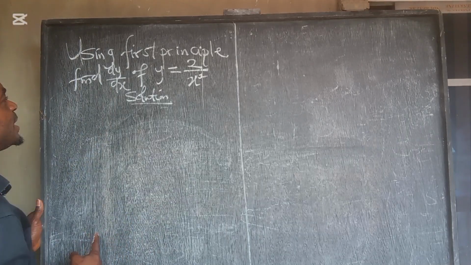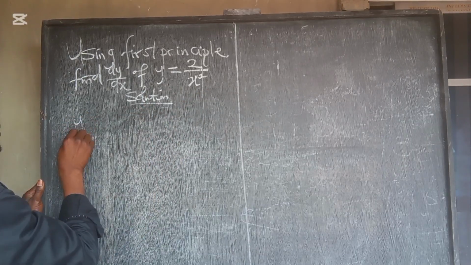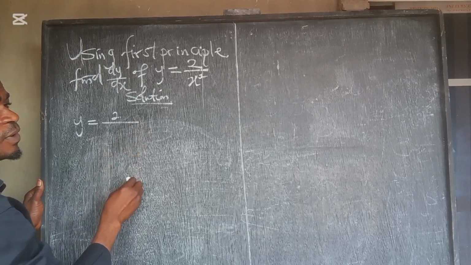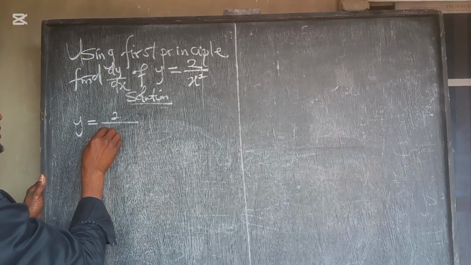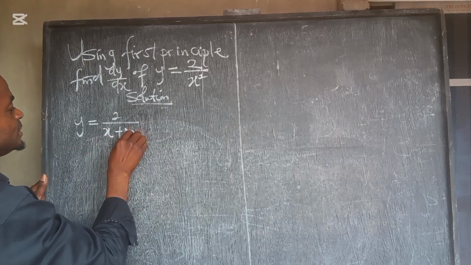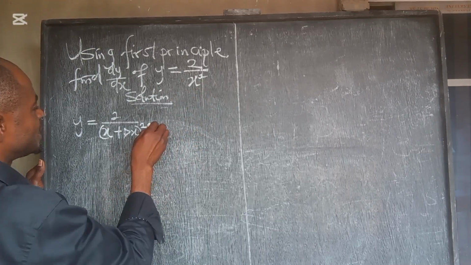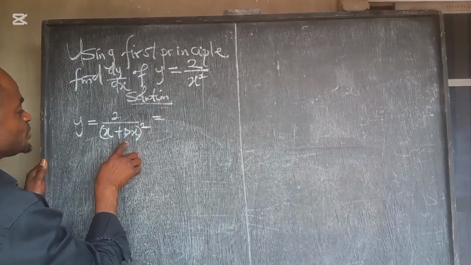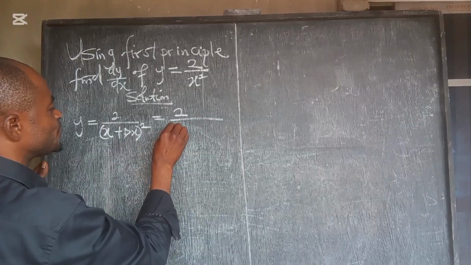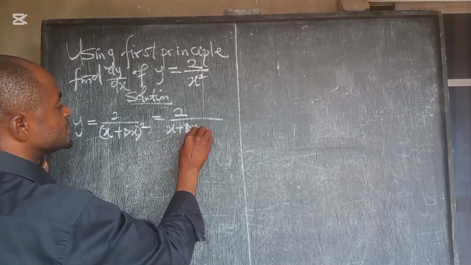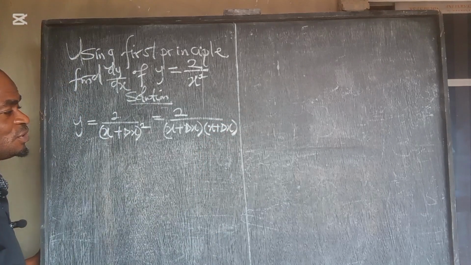Now, we are looking at this. We should find dy/dx when y equals this. We have y equals 2 all over x squared. Wherever you see x, you increase it. We add the increment of x to it, which is x plus changing x, all squared. Then the next thing is to open this. We have 2 all over, and when we open this, it will give us x changing into x plus changing x.